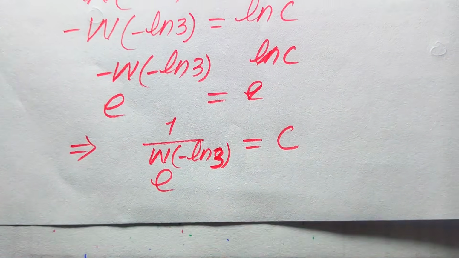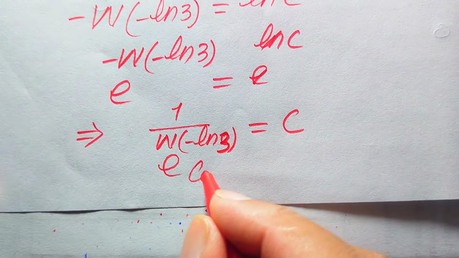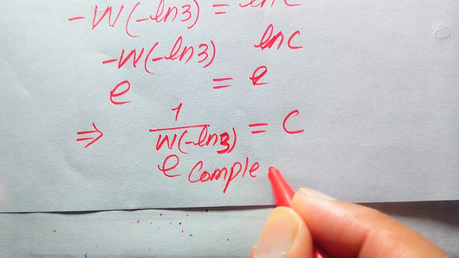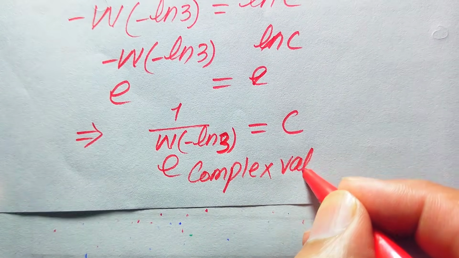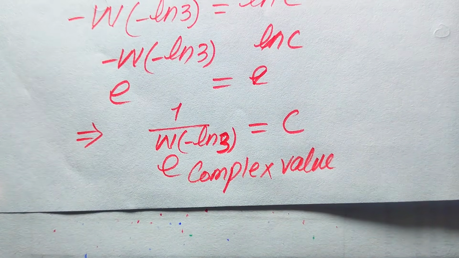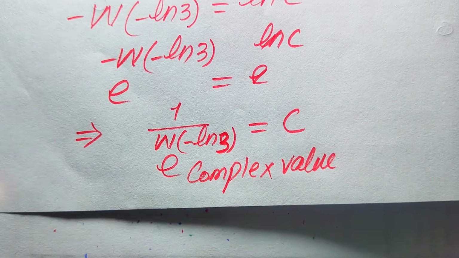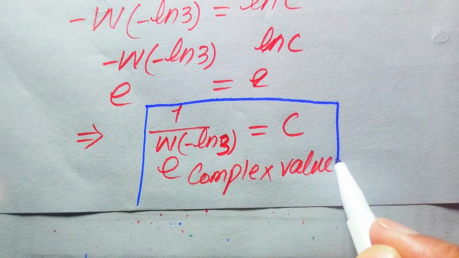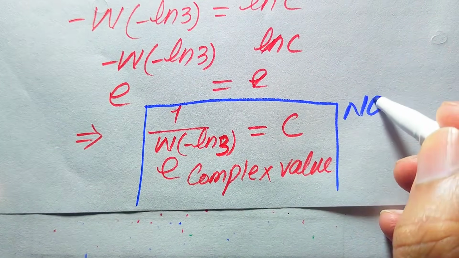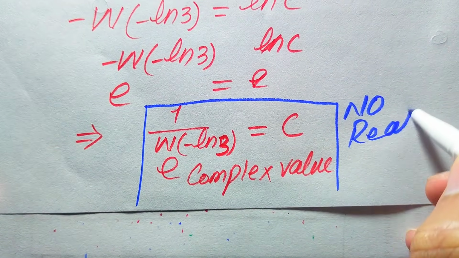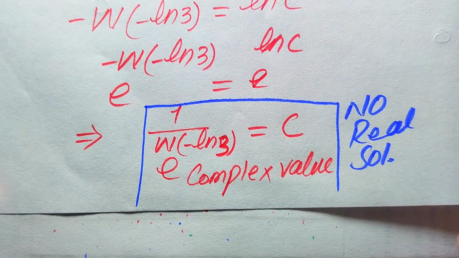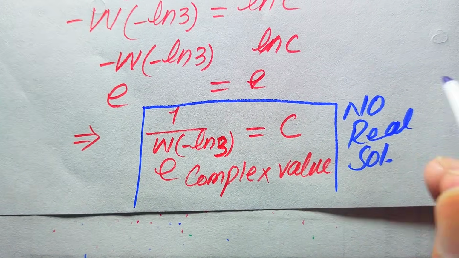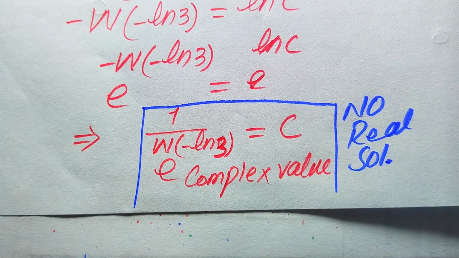So this is the value of c, but the right hand side gives us a complex value. It means that we get a complex root of the given equation, and we conclude that this question has no real solution. So this is our final answer to this question.